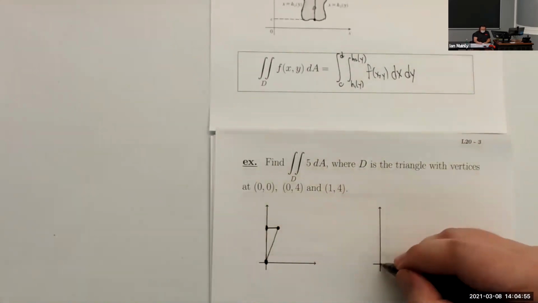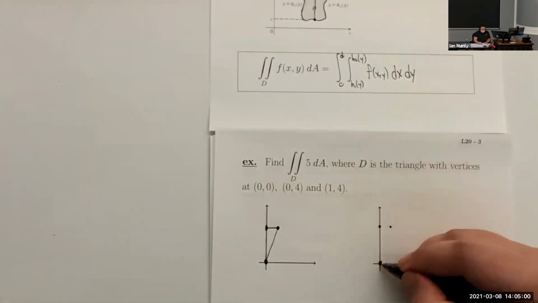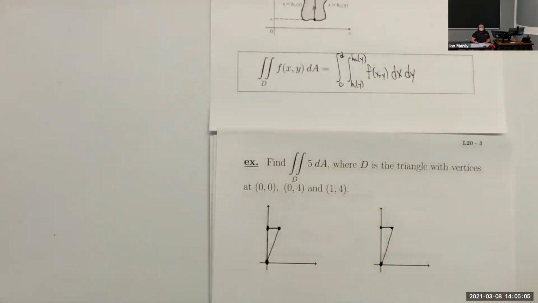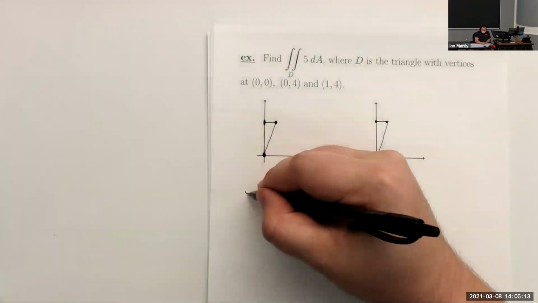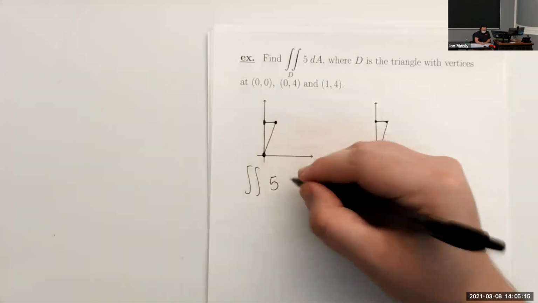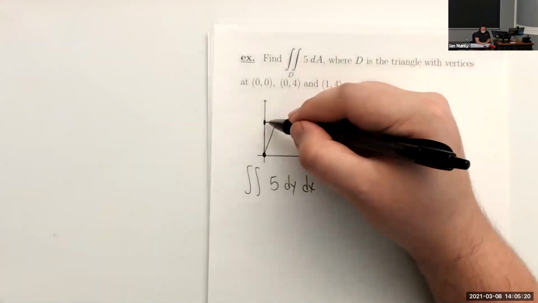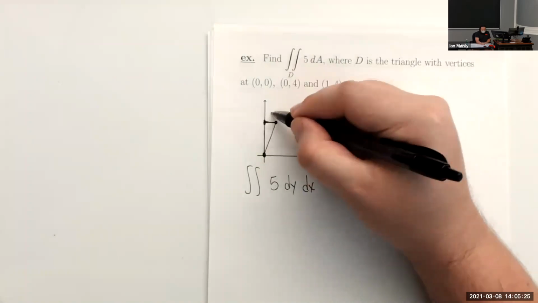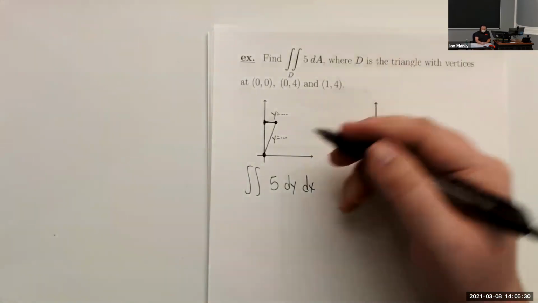So what I'm going to do is do this problem twice. The first time, I'm going to do the dy first, and then the dx, and then I'll do it the other way around for the next part. All right, so for my first part of the integral, I'm going to integrate 5 dy dx. Well, let's see here. So we need functions y equals something, and then y equals something here. So let me ask you this.